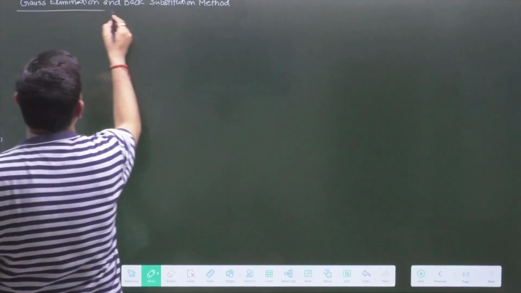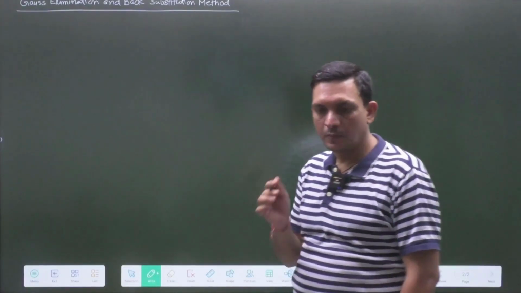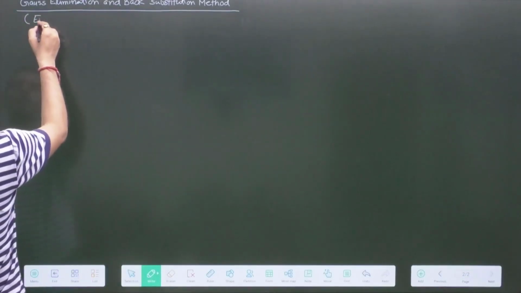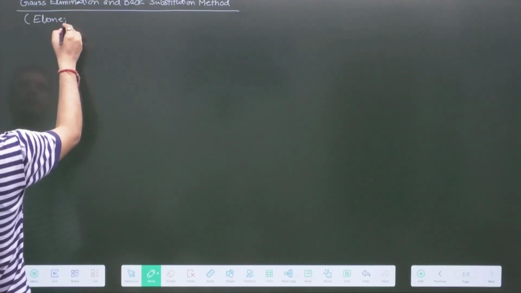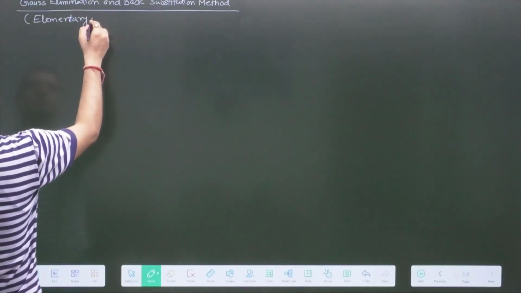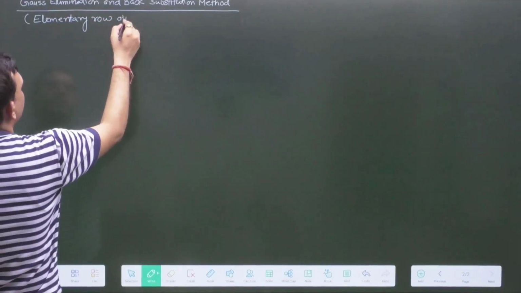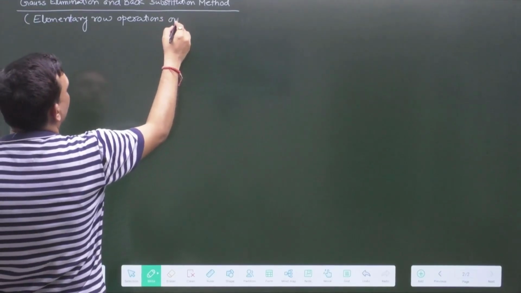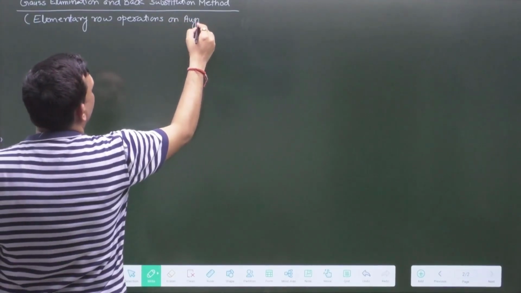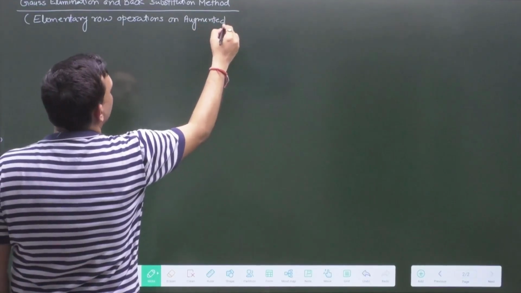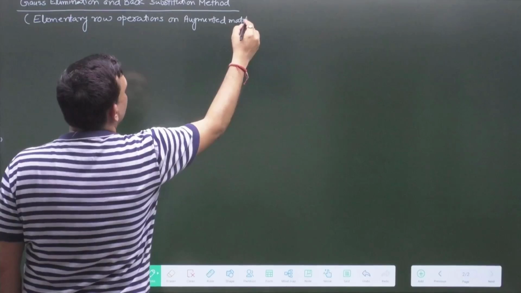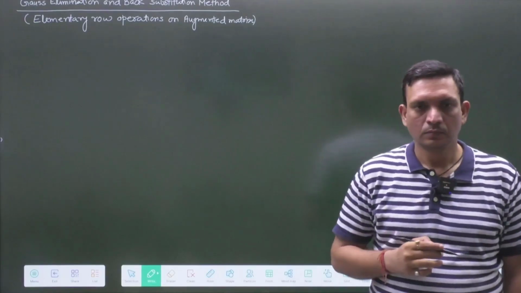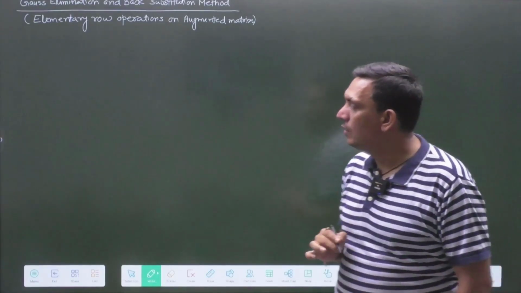Gauss elimination and back substitution method. And we will apply elementary row operations on the augmented matrix. Elementary row operations on augmented matrix.